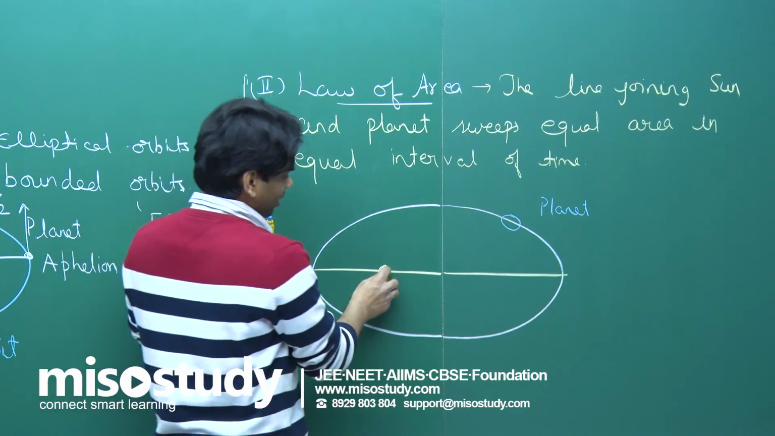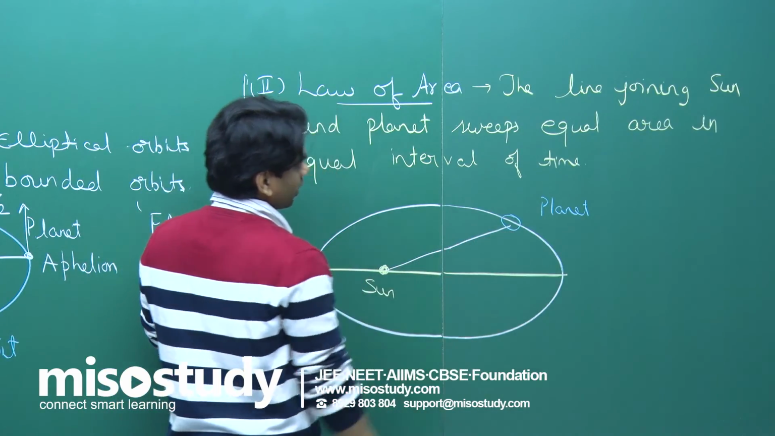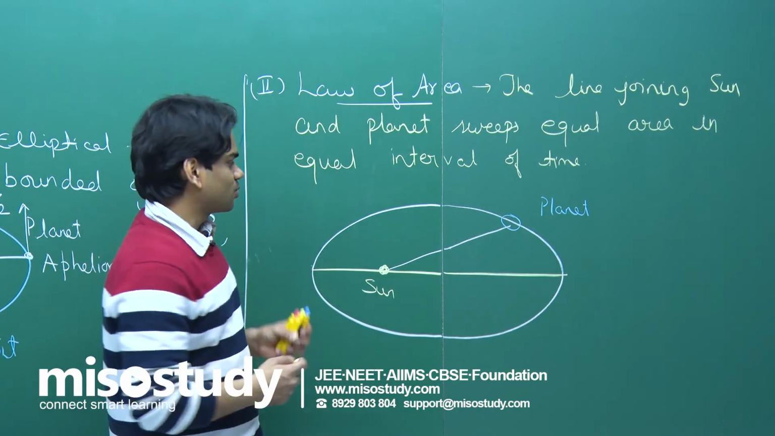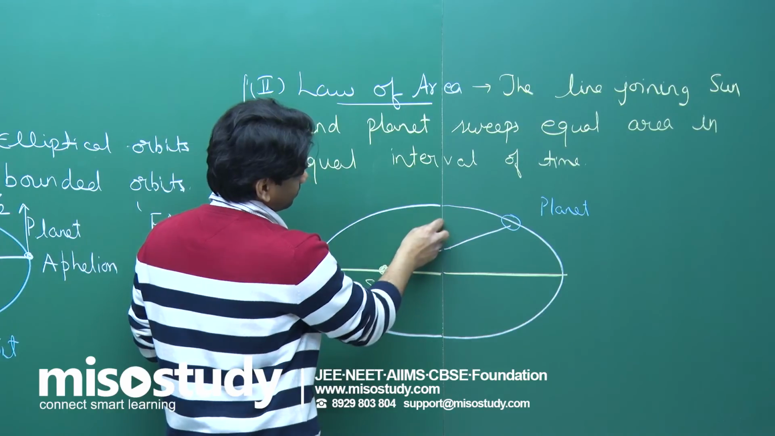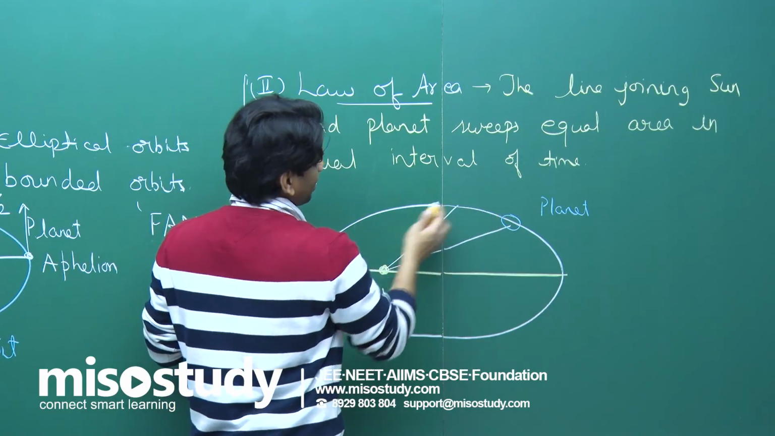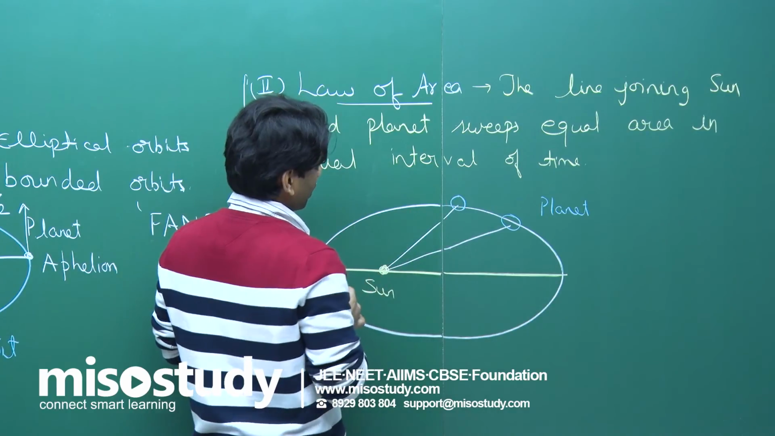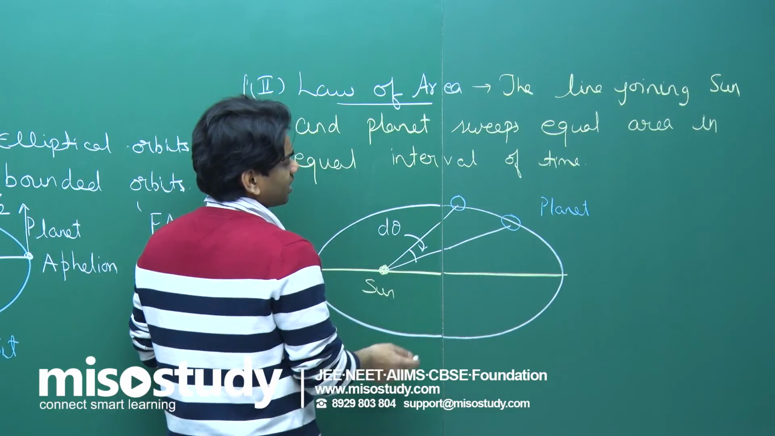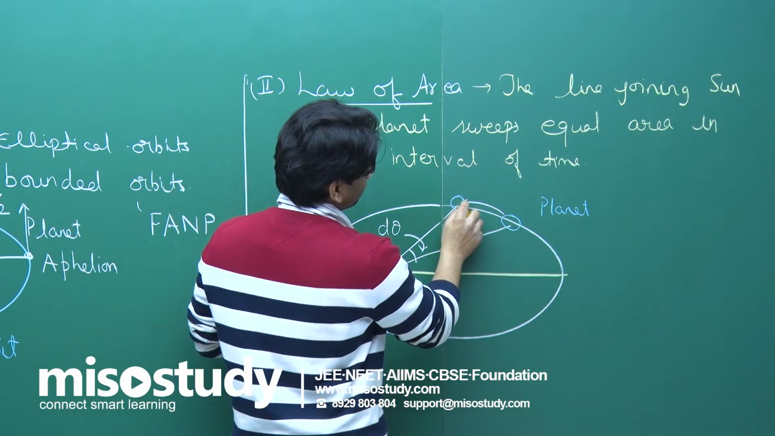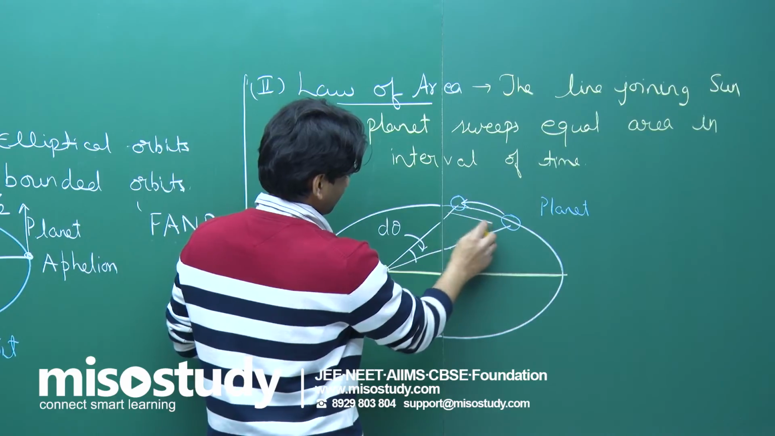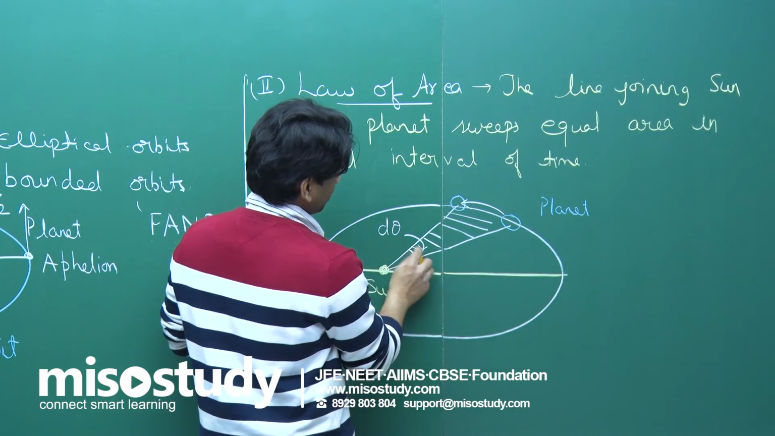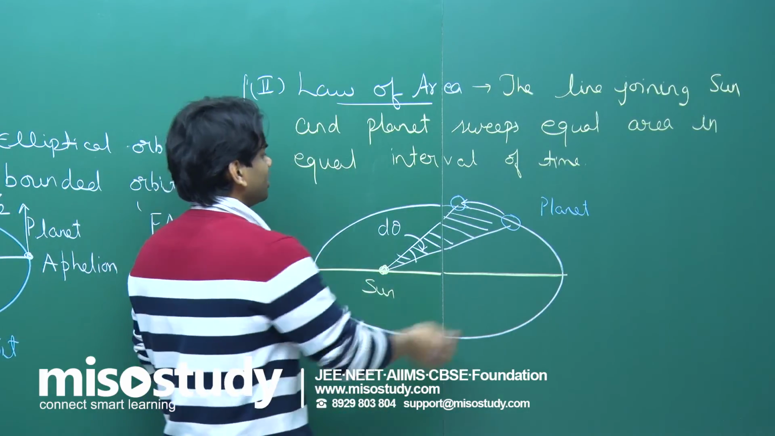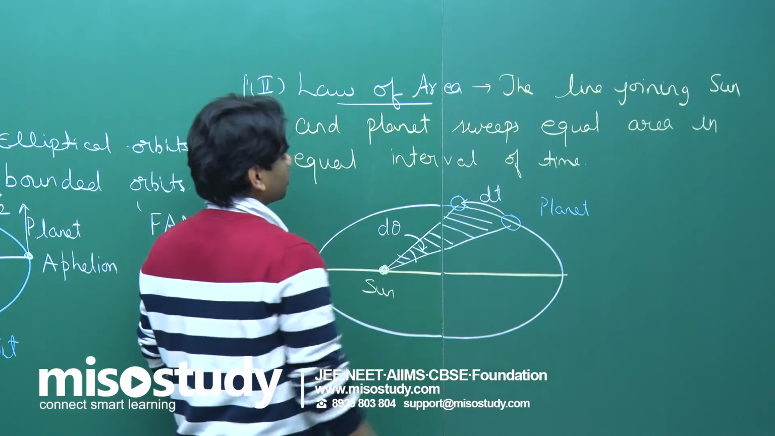If I join the line connecting the sun and the planet in this way, after some small time delta t, the planet will reach this particular location, making an angle d theta, let's say. In time dt, it moved from here to here, sweeping an area given by the shaded portion. It has moved from this position to this position, sweeping an area.